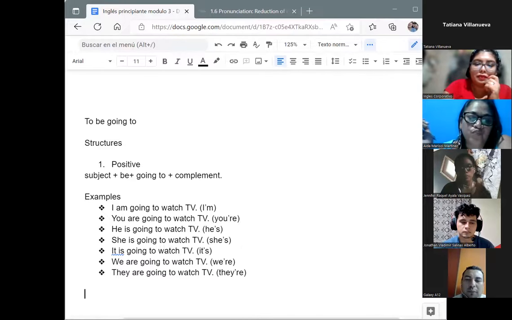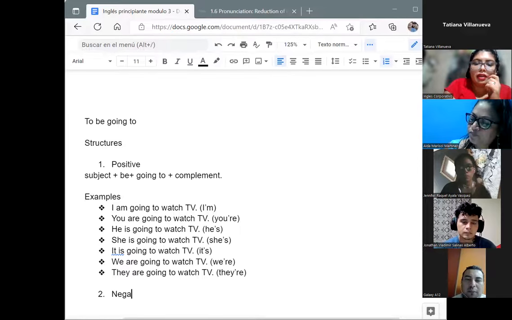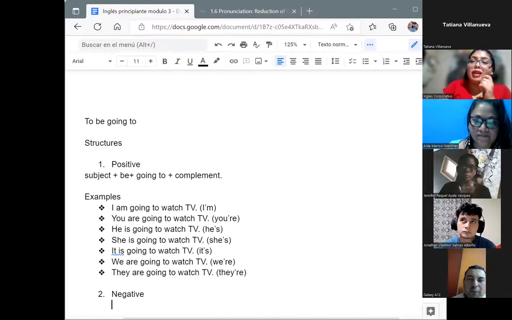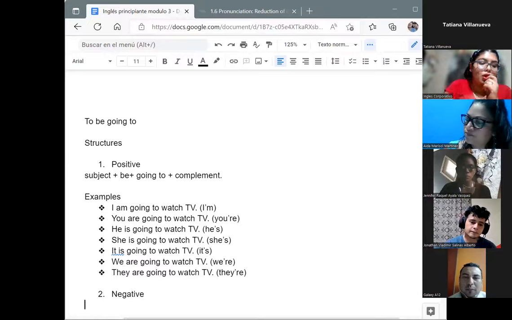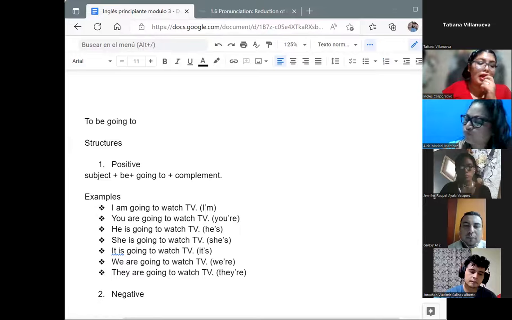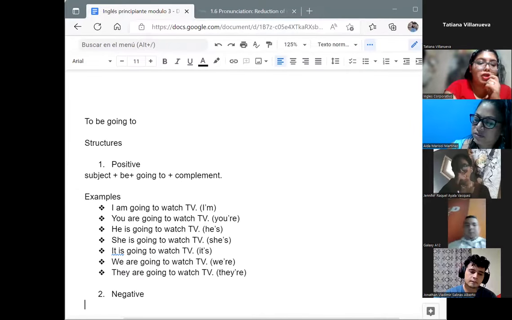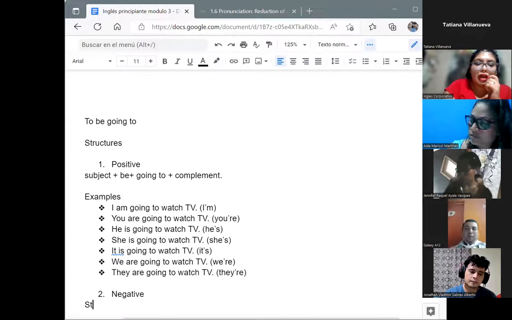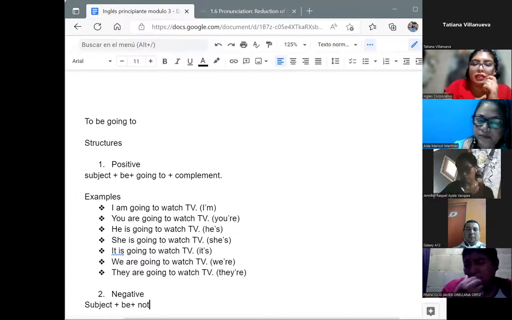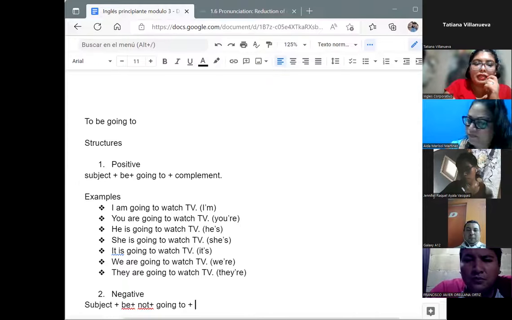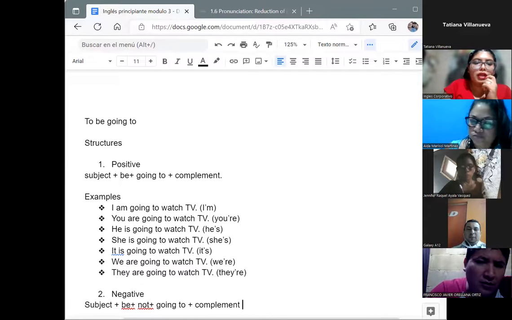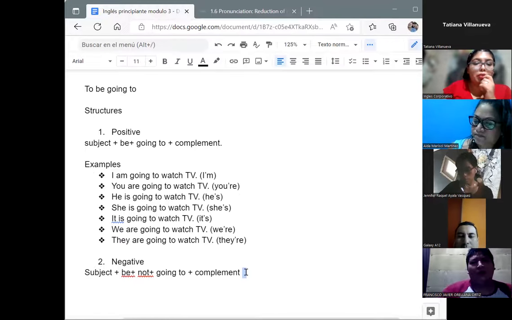Number two, negative. And in this case, you know that when we are writing sentences in negative, we are going to use almost the same structure as the positive one, but adding not. Solo le vamos a agregar el not a la estructura que ya tenemos en el positivo. En este caso, como no estamos utilizando do, no estamos utilizando has, no estamos utilizando ninguno de esos, simplemente le vamos a agregar el not. Porque no estamos utilizando ningún otro auxiliar. So, we are going to have the structure that is subject plus be. And here is the difference. In this case, we are going to have not plus going to plus complement. Así que, como pueden notar, solo le estamos agregando el not a la estructura que ya tenemos en positivo.